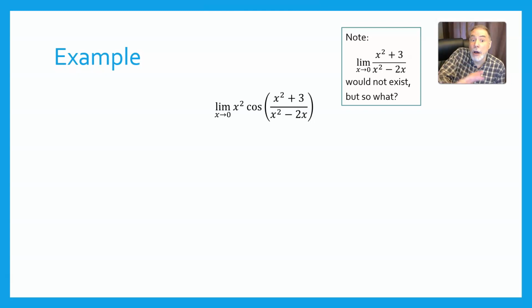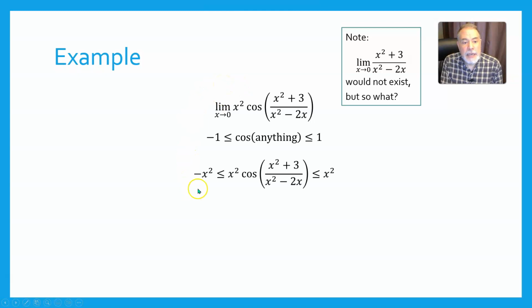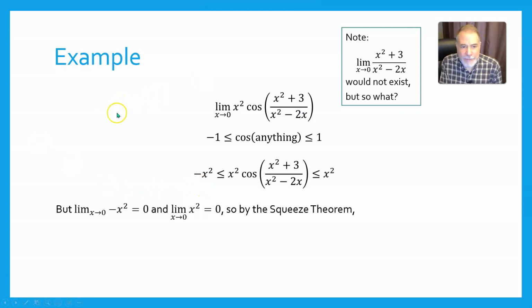The cosine of that thing is going to be between -1 and 1, because the cosine of anything is always between -1 and 1. And so the cosine of anything times x squared is going to be between -1 times x squared and +1 times x squared. So our function here, the function that we want the limit of, is stuck in between two other functions that are a lot simpler. The function -x squared and the function +x squared. And they both have a limit of 0.